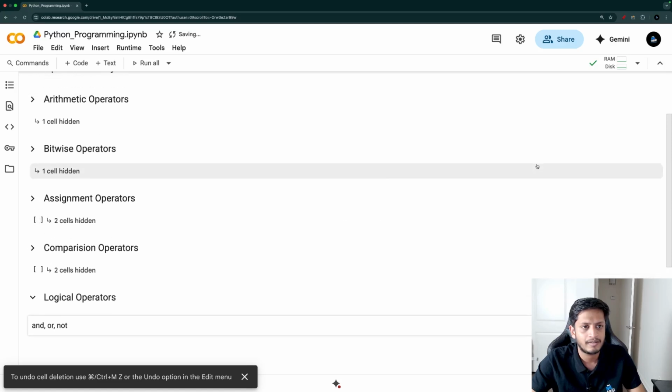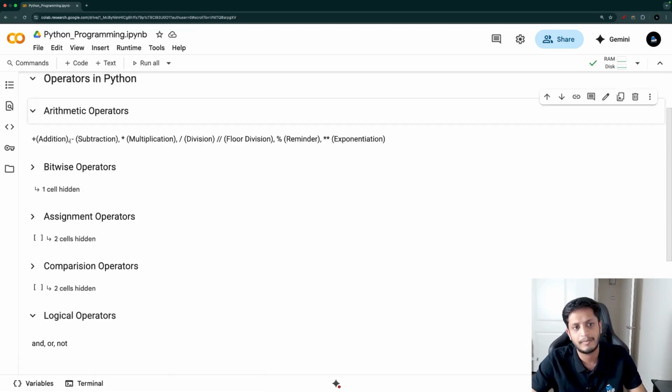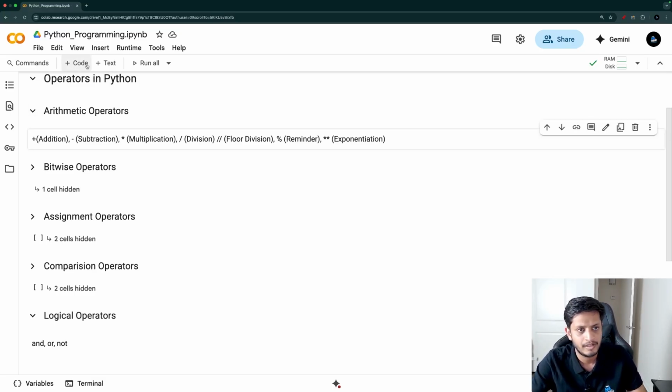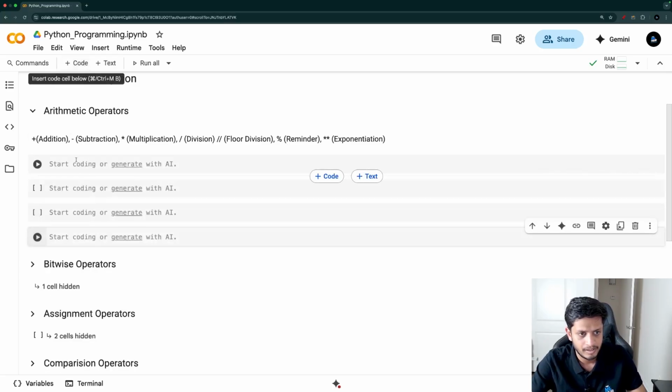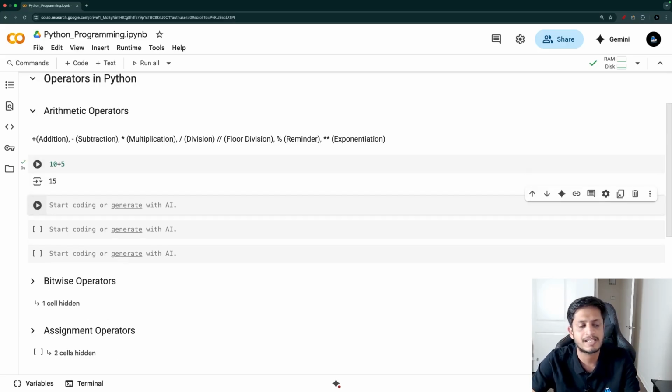And now let's start with the first operator, which is the arithmetic operator that we have seen in the lectures. The arithmetic operators that we have seen are addition, subtraction, multiplication, division, floor division, remainder and exponent. So let's start writing some code. If you want to add two numbers, we have to use the plus operator that we know. If I do 10 plus 5, it will just add 10 and 5.